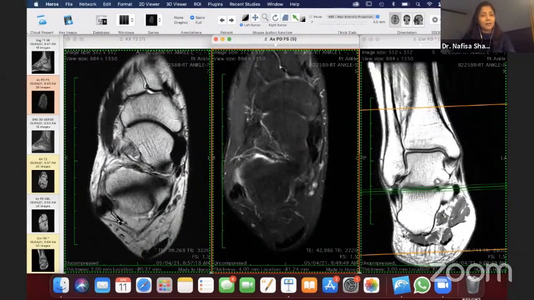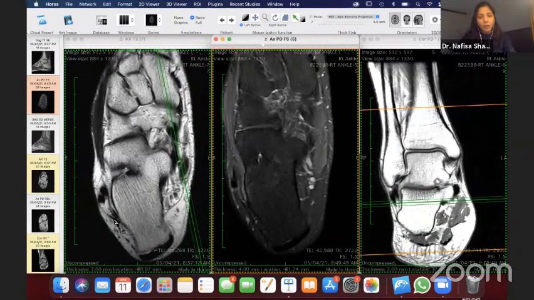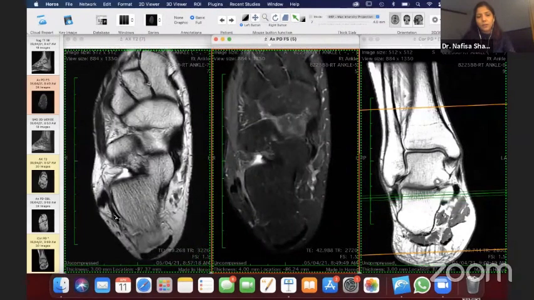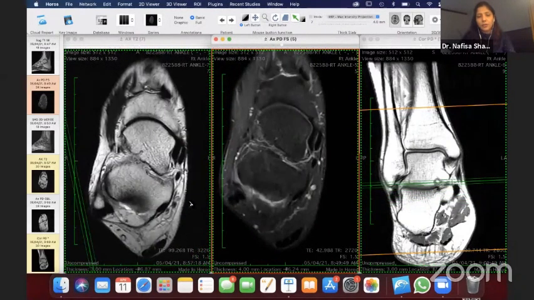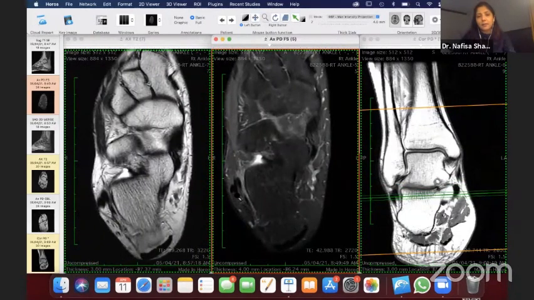The calcaneofibular ligament. Look at this dark structure here. This is the calcaneofibular ligament. It can be very difficult to look at. And this structure, as we go up, will attach to the fibula. And just looking at it itself, we can see this dark band, then that's normal.